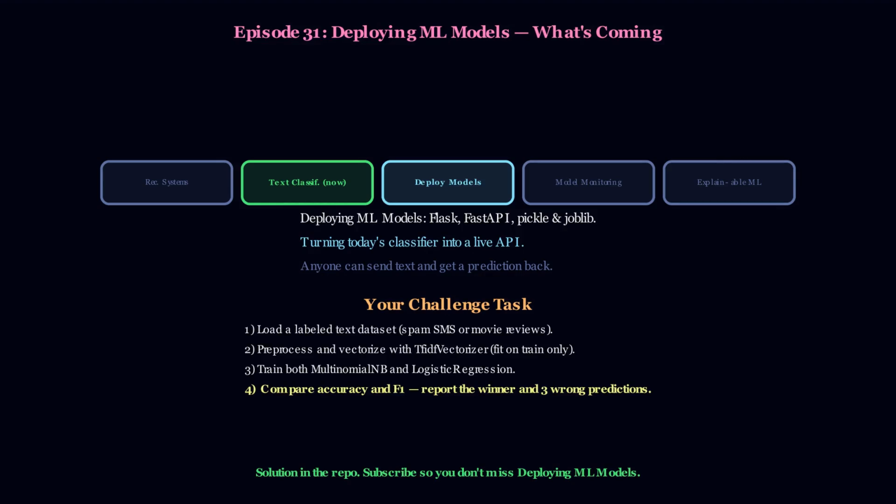Challenge task. Build a spam or sentiment classifier using TF-IDF. Compare naive Bayes against logistic regression on accuracy and F1 score. Write which model won, and show 3 sentences it got wrong. Solution in the repo. This challenge takes about 20 minutes if your preprocessing pipeline from today is solid.